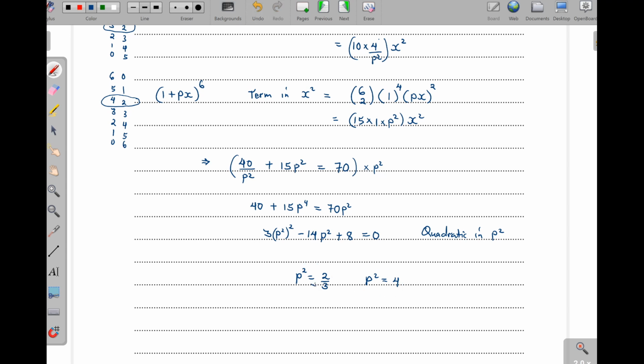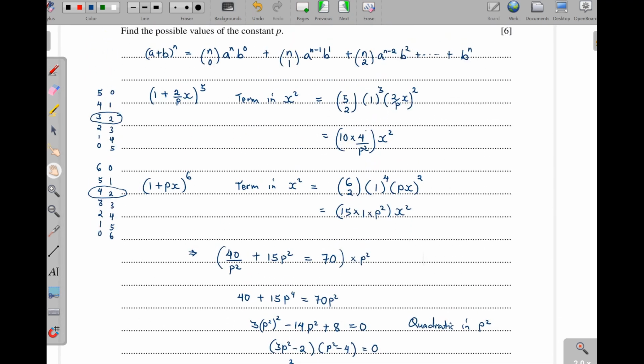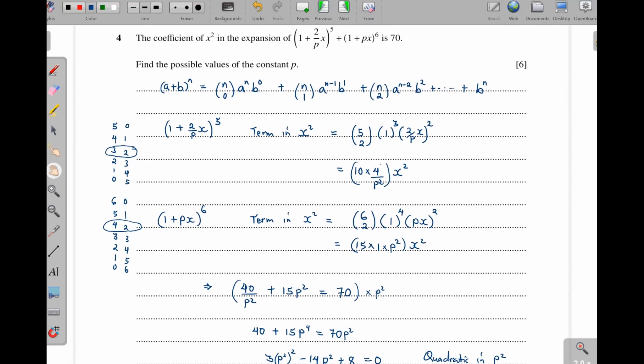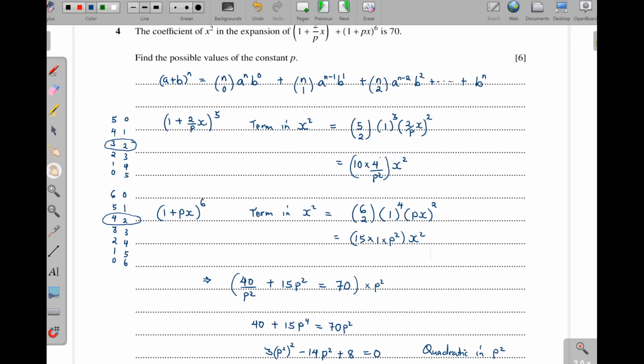So when we cross multiply here, we shall get 3p squared is equal to 2, then bring the 2 here, which will be a minus 2 here. And then this one, bring it here, you have p squared minus 4, which is equal to 0. You see that? Now, when we check up here, they are saying find the possible values of the constant p.